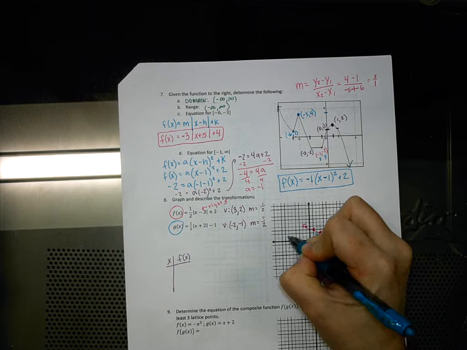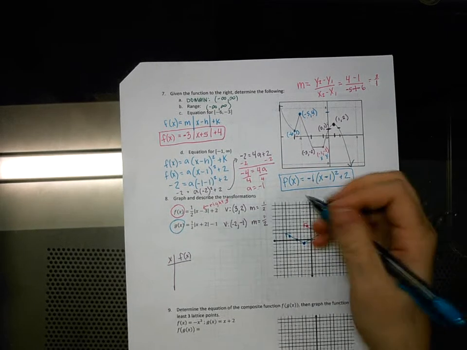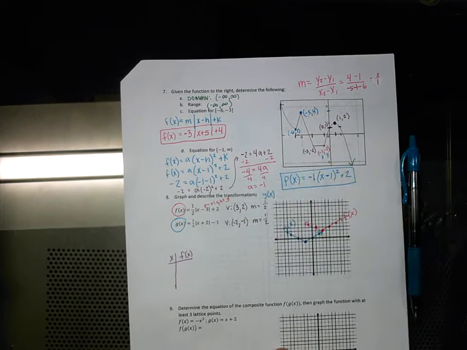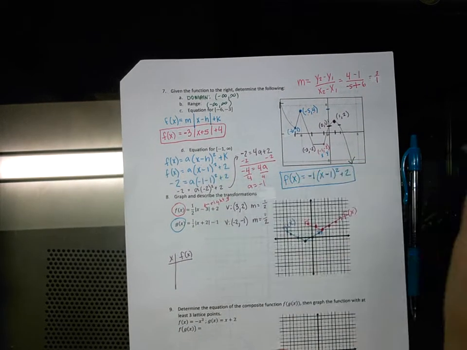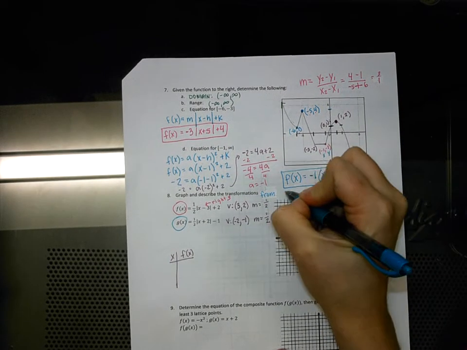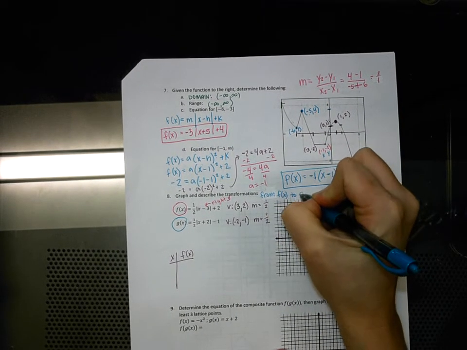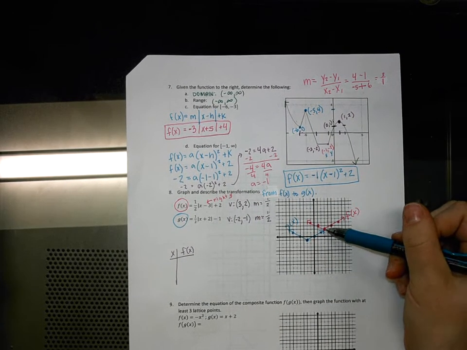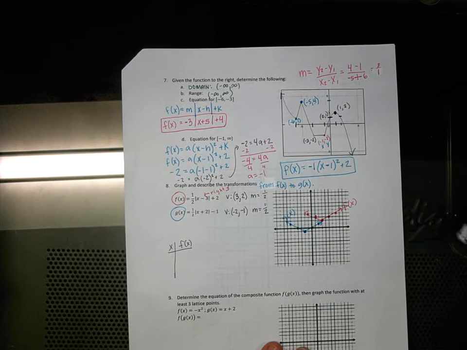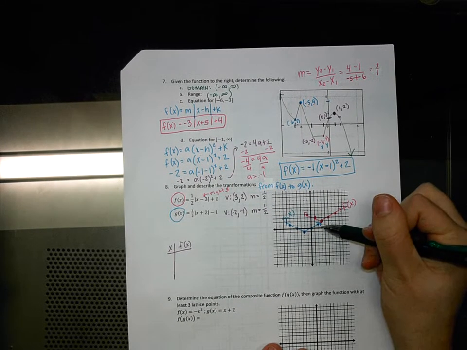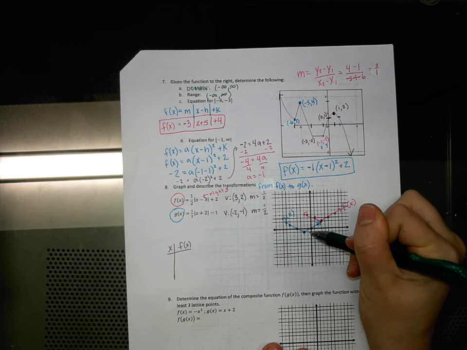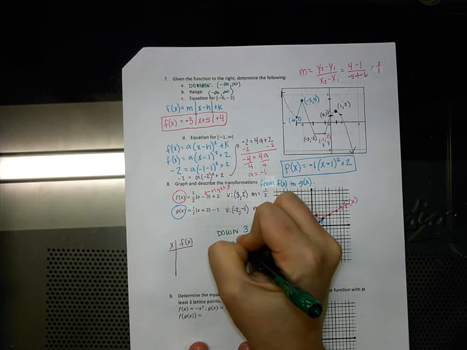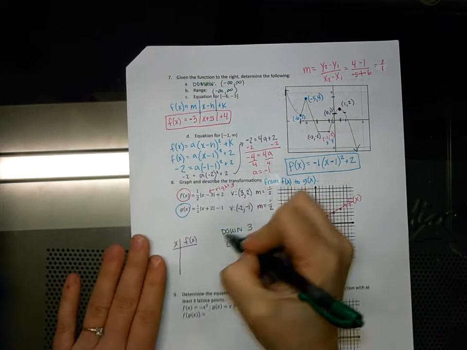In order to determine the transformation from f of x to g of x, we're going to count from our vertex of f of x to our vertex of g of x. We're going down 1, 2, 3, left 1, 2, 3, 4, 5. Down 3, left 5, or left 5, down 3. That's our answer.